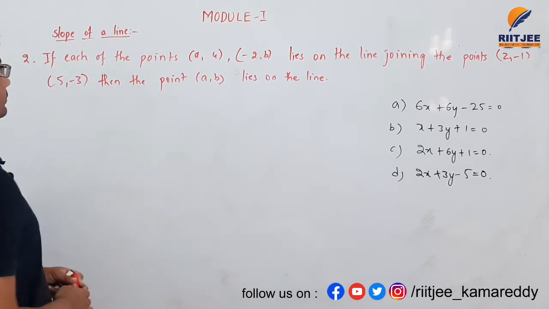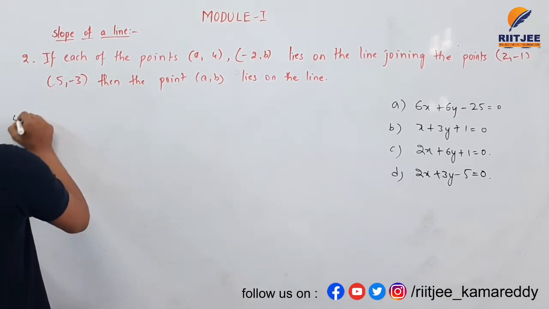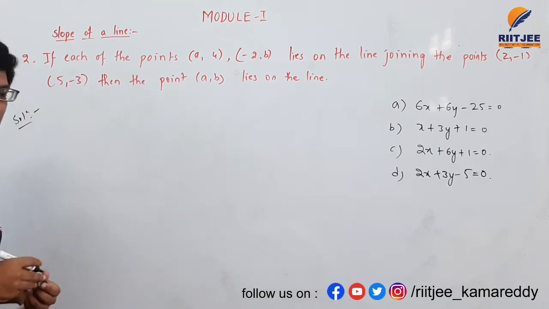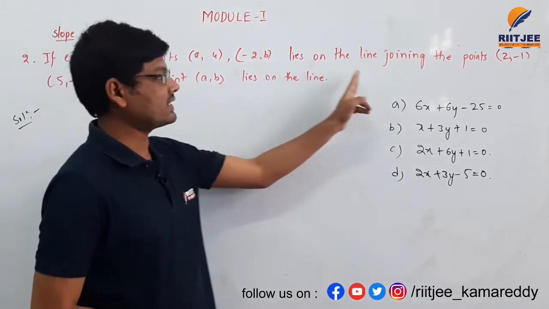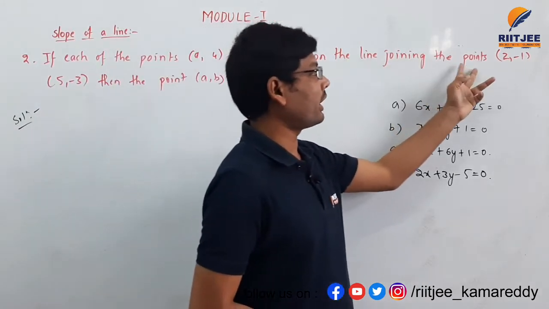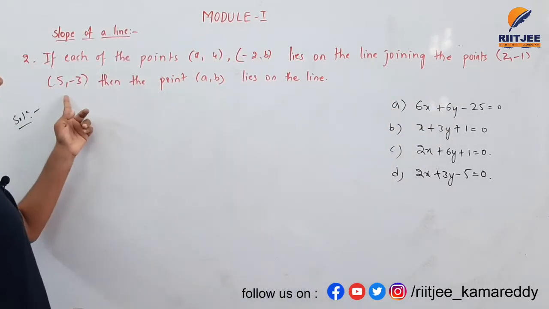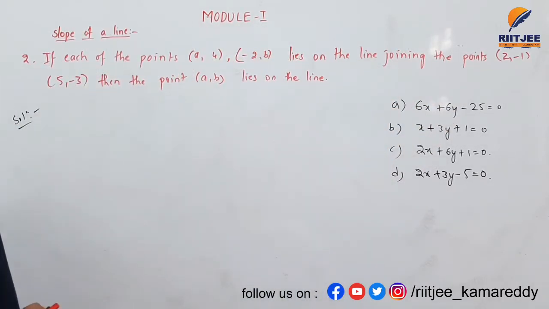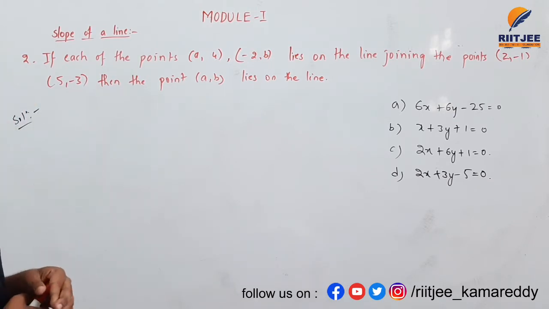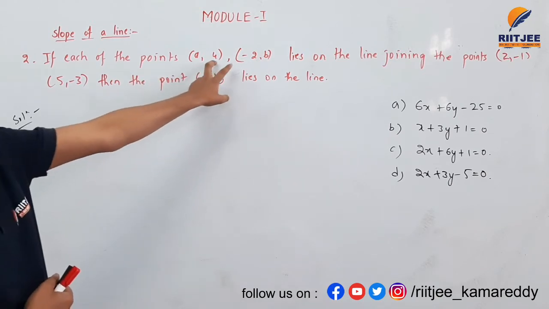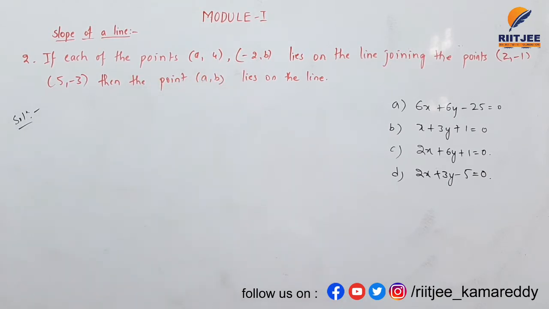So next, solution. First understand the question. Each of the points (a, 4) and (-2, b) lies on the line joining the points. Here 2 points are given. Then the point (a, b) lies on it. Understand clearly. First he is given 2 points here, so from these 2 points we get a straight line equation.